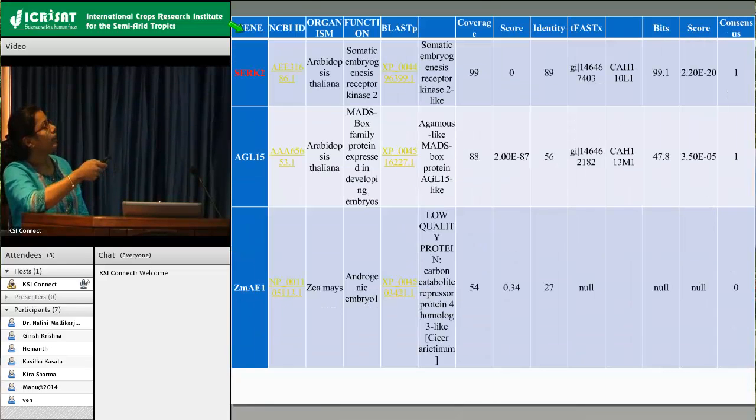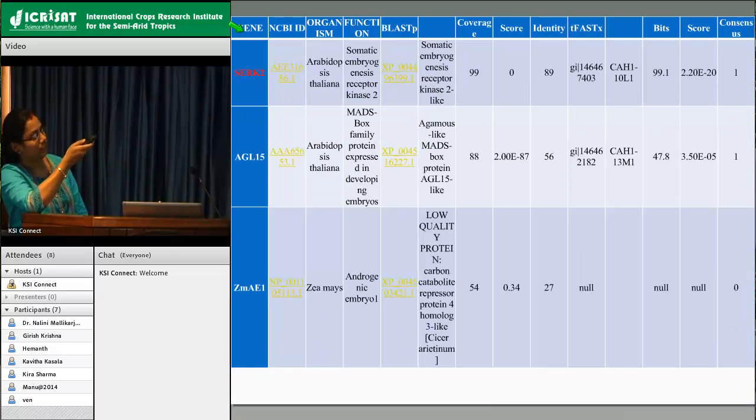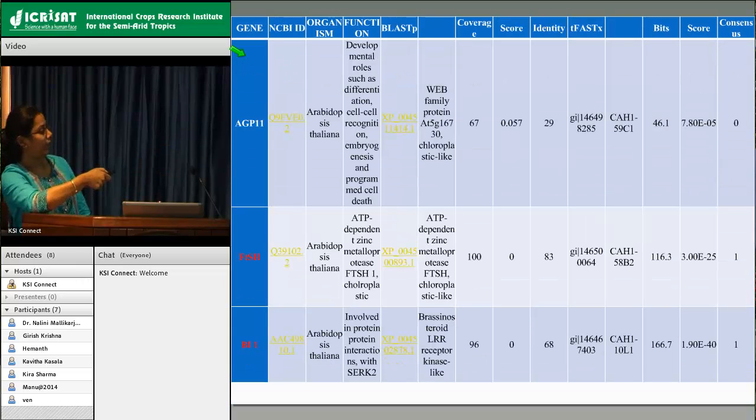As I've highlighted here, SERK has got a coverage of 99% in chickpea. It's got an ortholog. And going from both the tools, that is FASTA and BLAST, we have got SERK as a candidate, and which was given a score of 1 based on both the results. And another 2 genes, brassinosteroid insensitive gene and FtsH genes. These 2 have very good sequence coverage and similarity in chickpea.